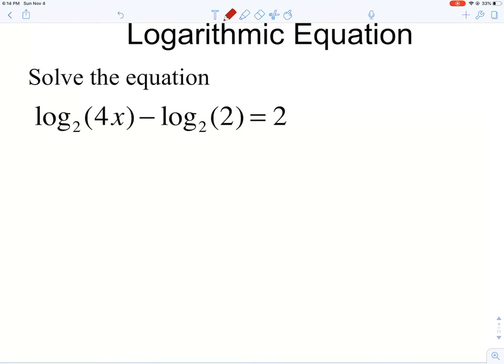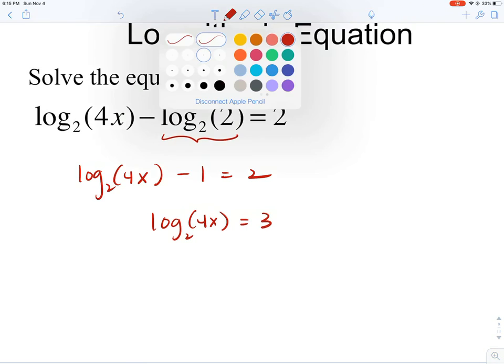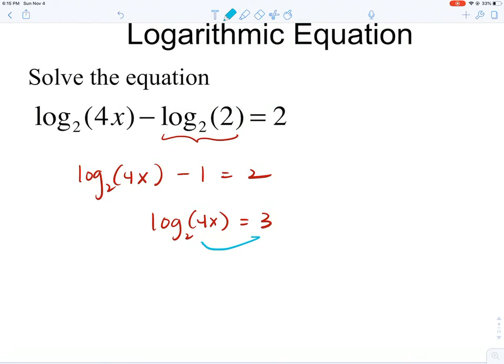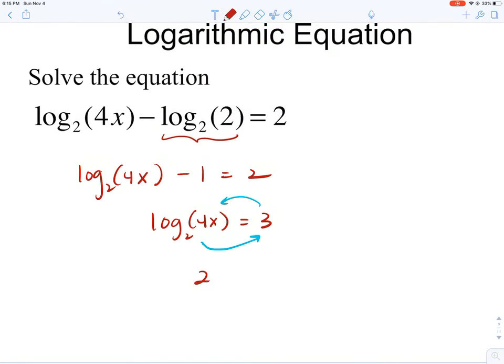So what sticks out to me here, oh, this is just 1. So this is the log base 2 of 4x minus 1 equals 2. Add 1 to each side of the equation. And now let's rewrite this in exponential form. So 2 cubed equals 4x. So 8 equals 4x, or x is equal to 2.